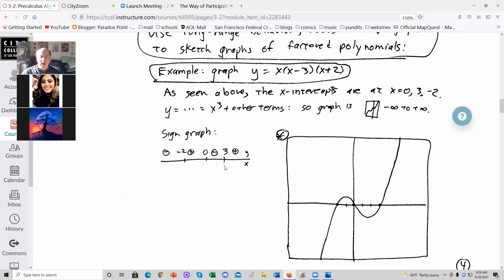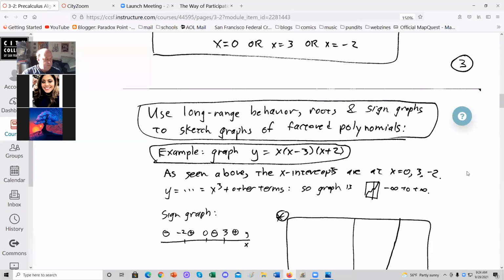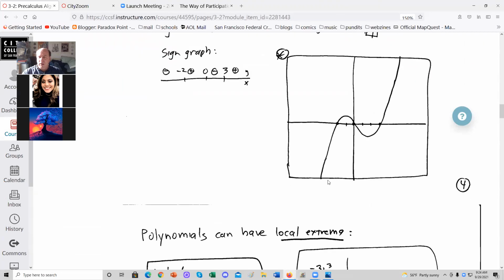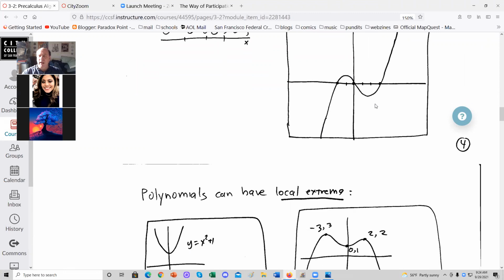oh dear, I should put a 3, a 0, and a negative 2, and a 0, 0, 0 here, excuse me. I'm going to have to rewrite the sign graph, my apologies. Anyway, it's positive above 3, negative between 0 and 3, positive between 0 and negative 2, and negative below negative 2. So the graph will look something like this: negative, 0, positive, 0, negative, 0, positive, like that, with the characteristic shape of a cubic function.